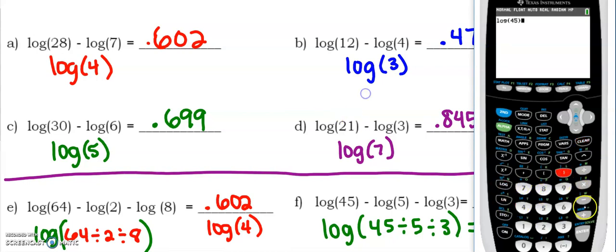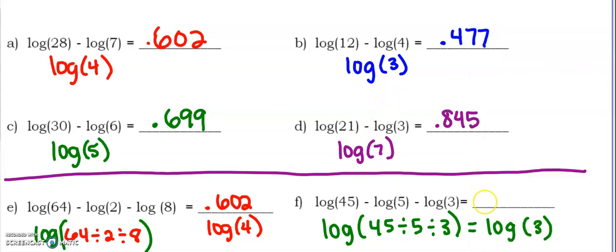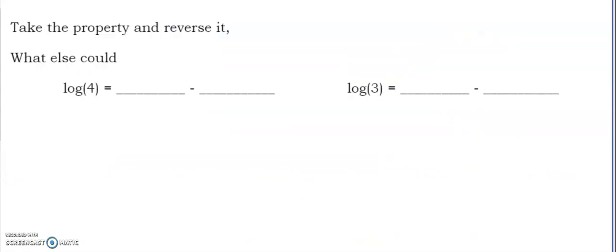Log of 45 minus log of 5 minus log of 3. 0.477, which is our log of 3. So yesterday we learned that products go with addition, and addition leads us to a product. Here we're learning that subtraction goes with division. Division leads us to subtraction. So let's take that property and reverse it.